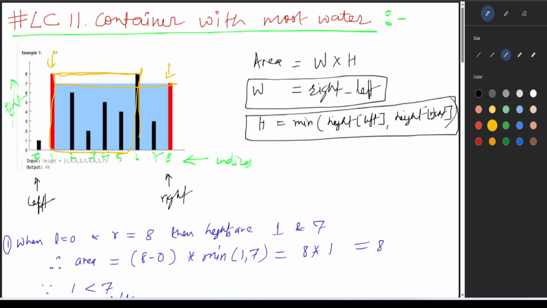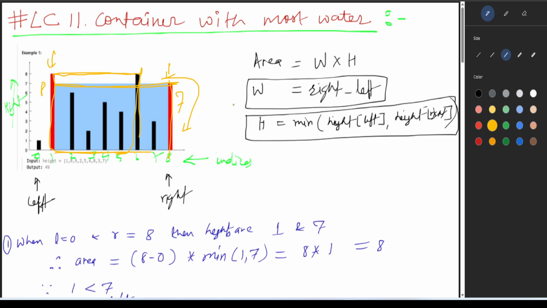Because if this height is 8, but this height is 7, then if we fill the water more than 7, all the water will come out from here. It will keep falling out and the water will be wasted. So the question is, if we take a container, what is the most water we can get? What is the best container for the water? Most water will be saved if we have more width and more height.